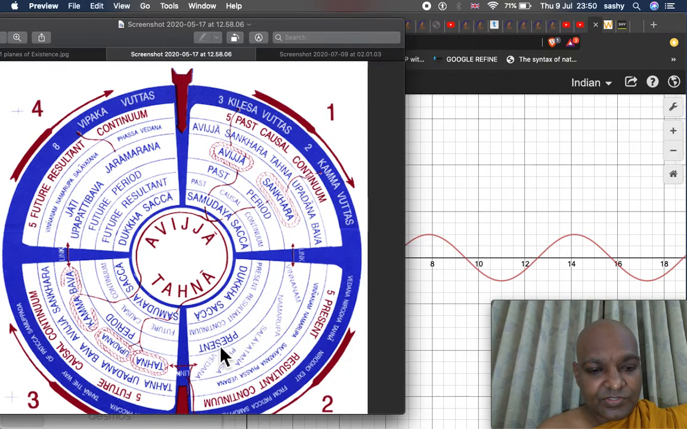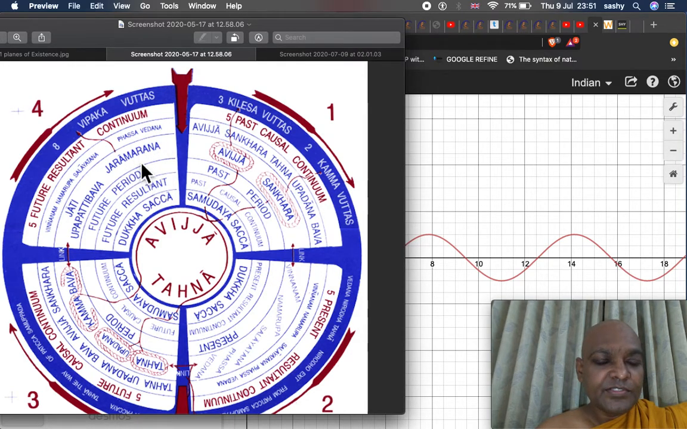And as you can see, this is the present, right, and the future. See, the future resultant continuum is coming under the dukkha satcha, or the truth of suffering, which indicates that irrespective of whether you are born as a god, or as a Brahma, or human or whatever it be, you will be seeing the suffering spectrum there.